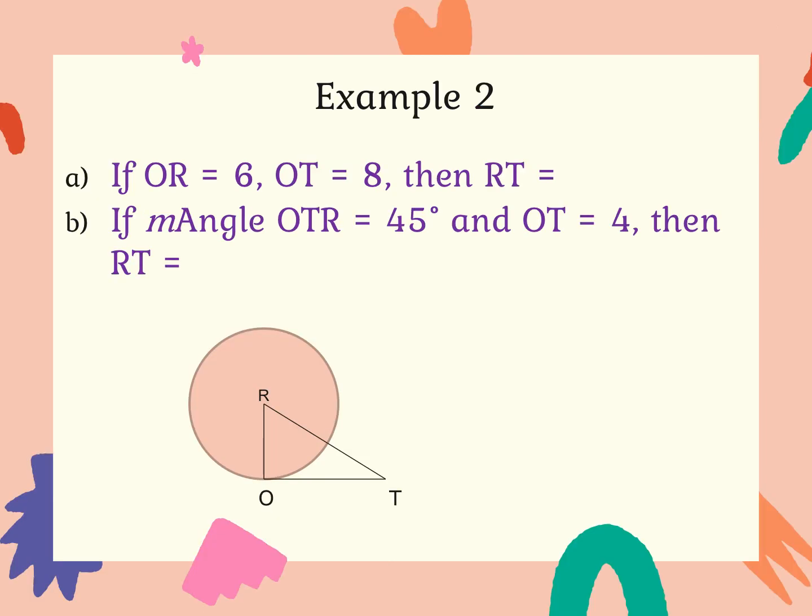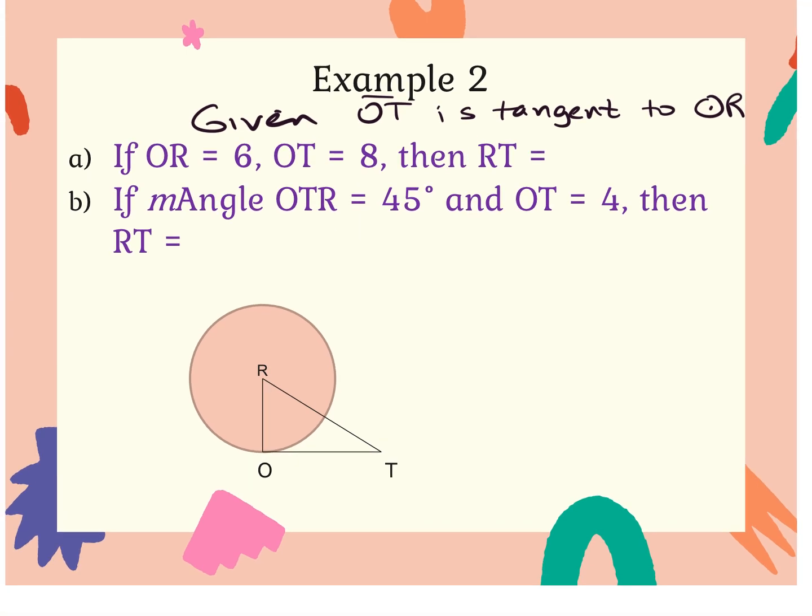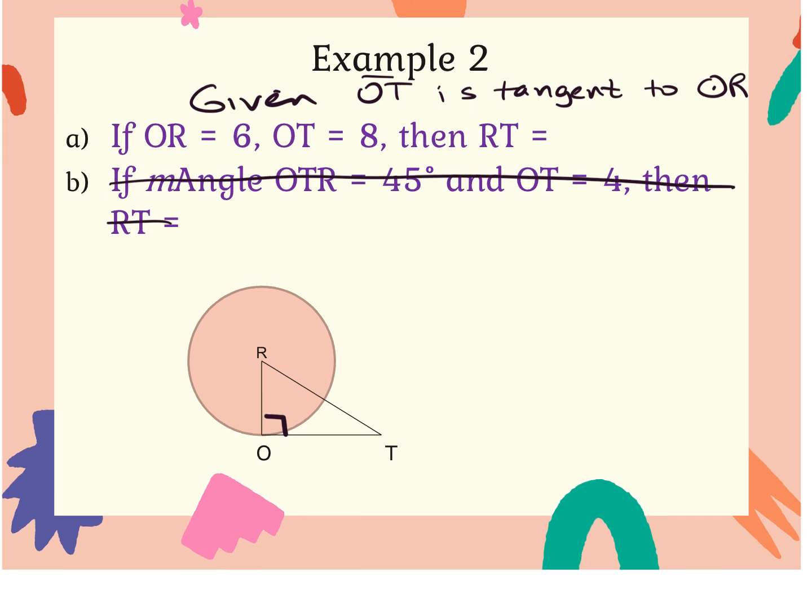Okay, so for this example, one other piece of information that you need to be given is I'm going to give you that OT is a tangent to circle R. So because I've just given you the fact that this is a tangent, I know that a tangent and a radius, when they intersect, they're perpendicular. So I've got a little right angle there.